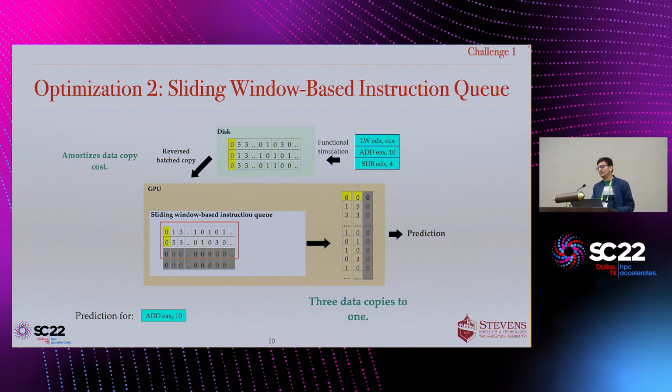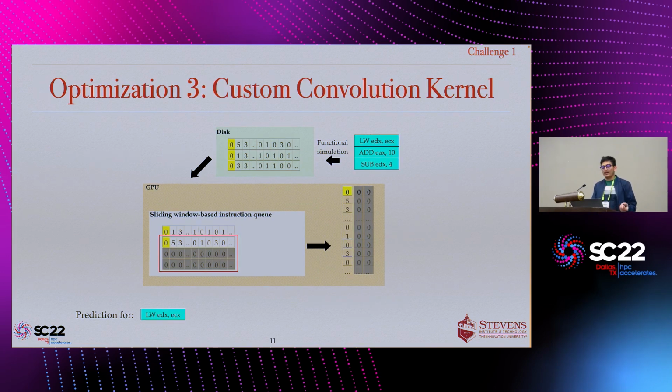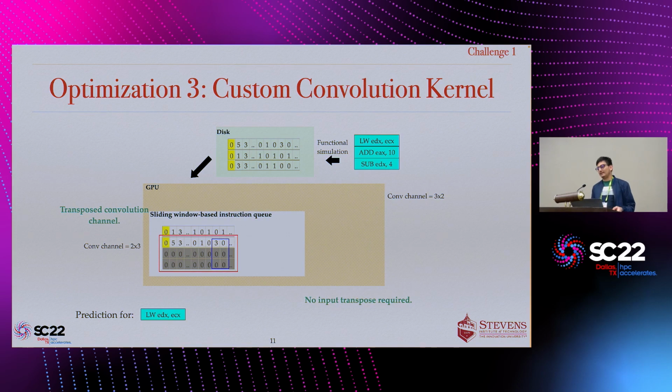Now let's see how we can remove the last data copy with transpose. For the third problem, which is related to the transpose of instructions, we transpose this input so that the features of each instruction are aligned for convolution. For example, here I have a 3x2 convolution channel going over the input. The first thing that we can do is, instead of transposing the input itself, we can transpose the convolution channel itself, which is a one-time cost. With that, we can just slide that convolution over the input, and that avoids doing any transpose for the input.